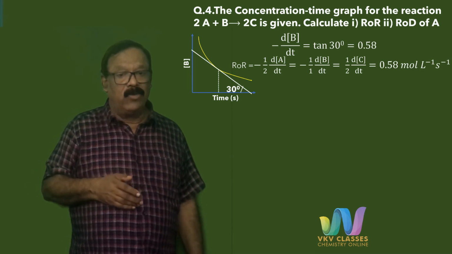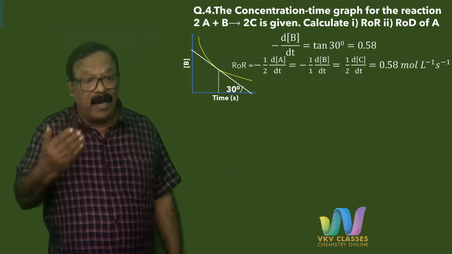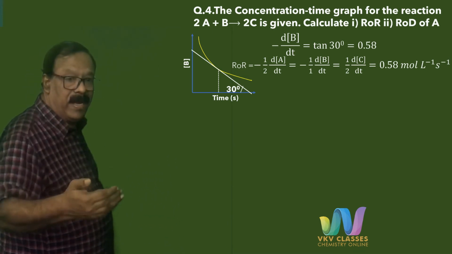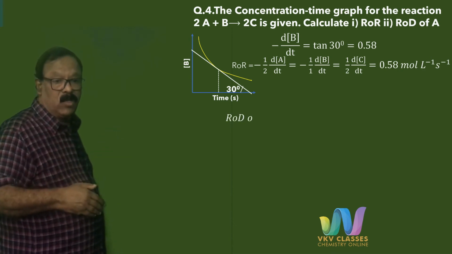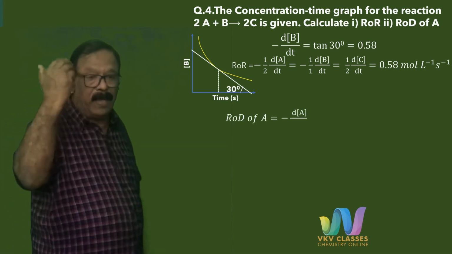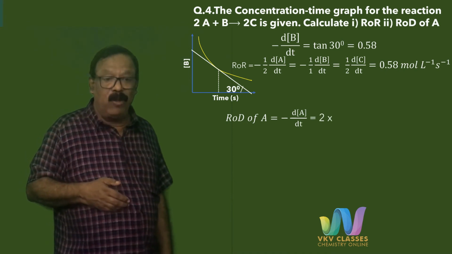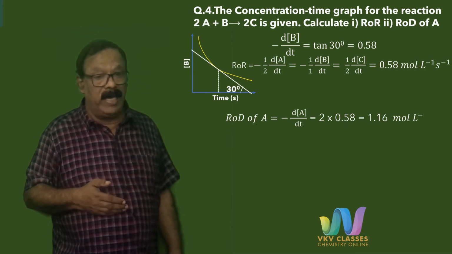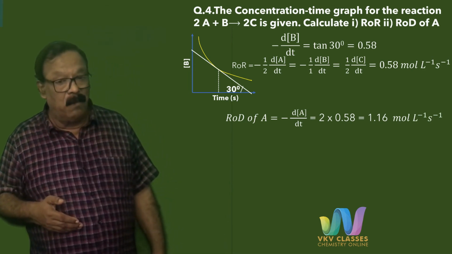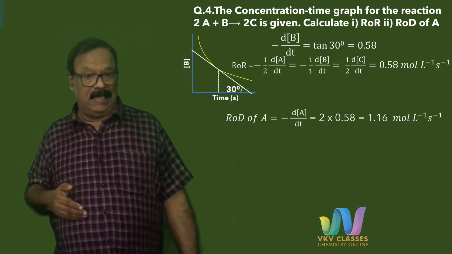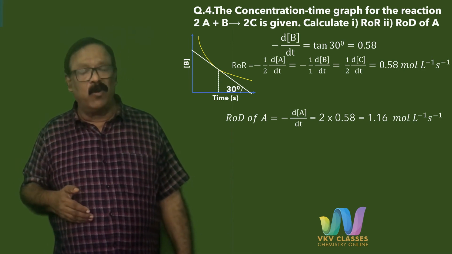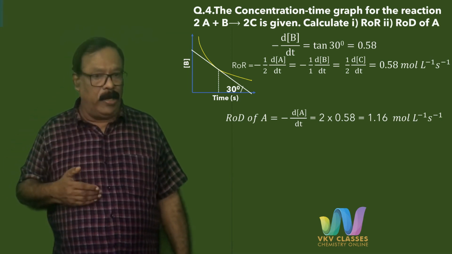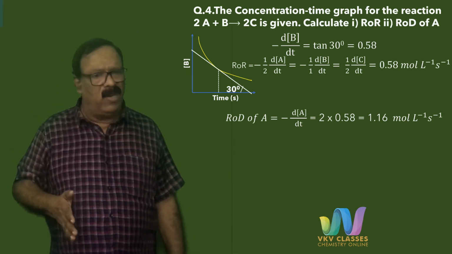Now you are asked to find out the rate of disappearance of A. The equation is 2A plus B. So the rate of A will be double the rate of B. So what will be the rate of disappearance of A, minus dA by dt? It will be 2 times the rate of reaction. That is 2 into 0.58 equal to 1.16 mole per liter per second. Okay. Now try doing lots of problems, only then will you be able to work with speed for entrances. Do the problem yourself. You will get the answer.